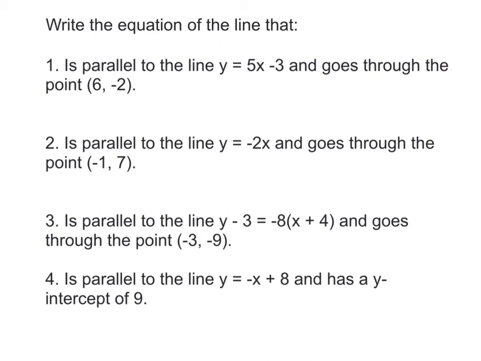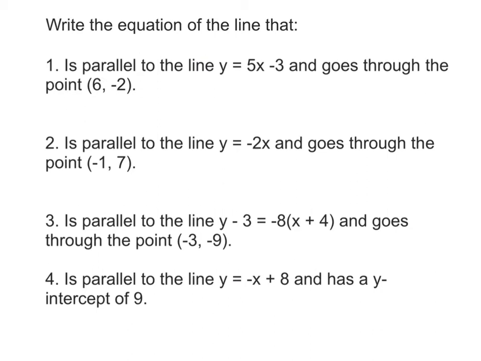Okay, so let's try a few examples of writing an equation with some information when lines are parallel. Number 1: write the equation of the line that is parallel to the line y = 5x - 3 and goes through the point (6, -2). One thing to remember is that when we know a point that a line is going through, we're always going to want to use point-slope form.